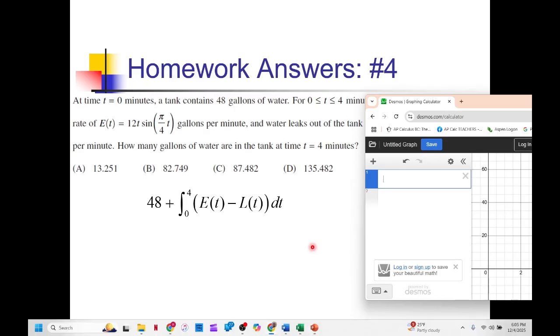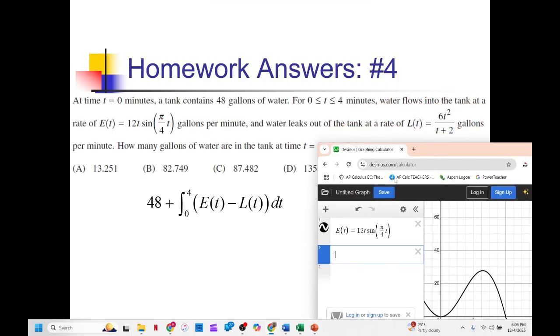So going to Desmos, let me create my E of t function on here. So that's going to be 12t sine of parentheses, let's do pi over 4, arrow out of that, and put a t in there, close the parentheses. And let's also put in our L of t function, which is going to be, let's see here, fraction 6t squared over t plus 2.